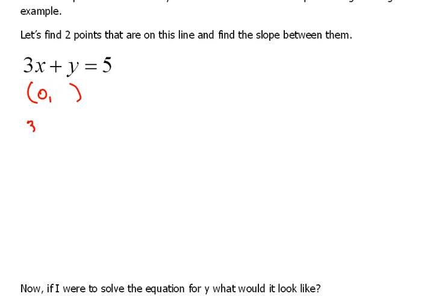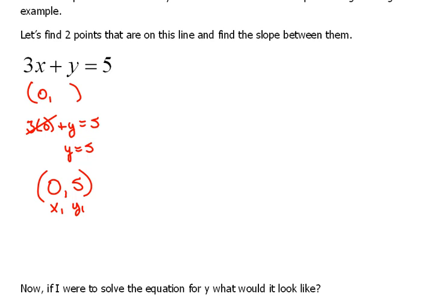Okay, so I would plug in a 0 for my x, and we would solve to find y. 3 times 0 is 0, so y would equal 5. Okay, this tells us that we have a point when x is 0, y has to be 5. I'm going to call that my first point, my x1, y1.